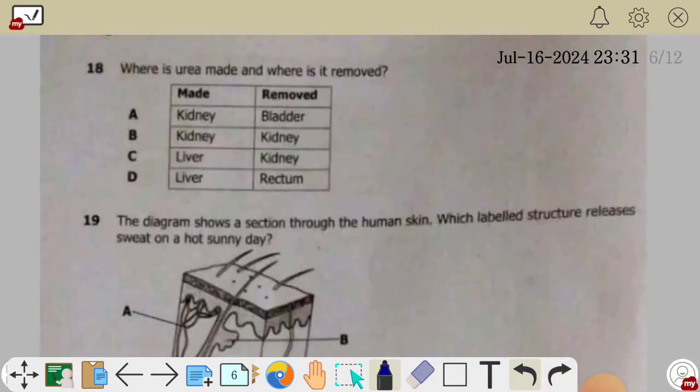Question 18. Where is urea made and where is it removed? So urea is made in the liver and removed by the kidney. The kidney is an excretory organ, so it is going to remove urea. Urea is made from proteins, so the proteins are going to be deaminated, then the result will be urea. That is done in the liver. So the correct answer here is C.